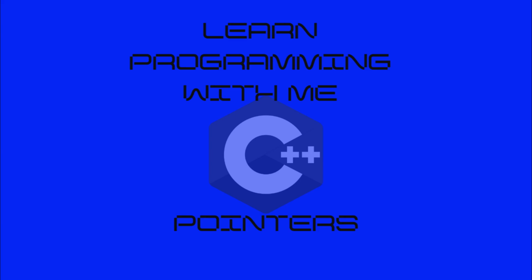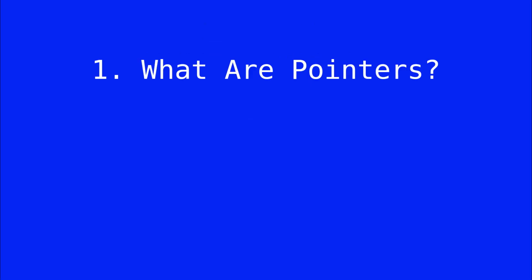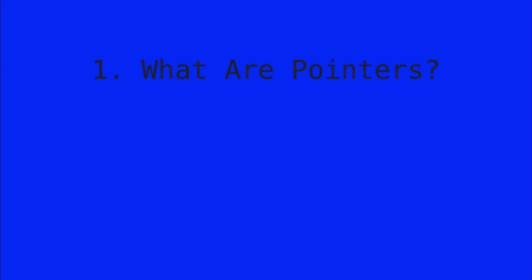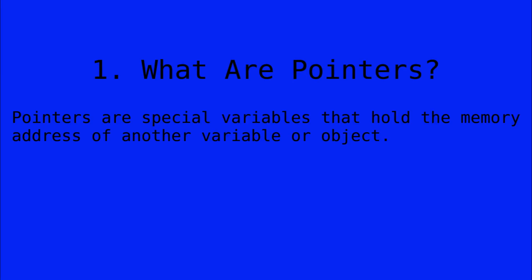Today I will explain C++ pointers and I will tell you why to use them with an example. First of all, what are pointers? Pointers are special variables that hold the memory address of another variable or object. So I repeat, they hold the address of a variable or object.